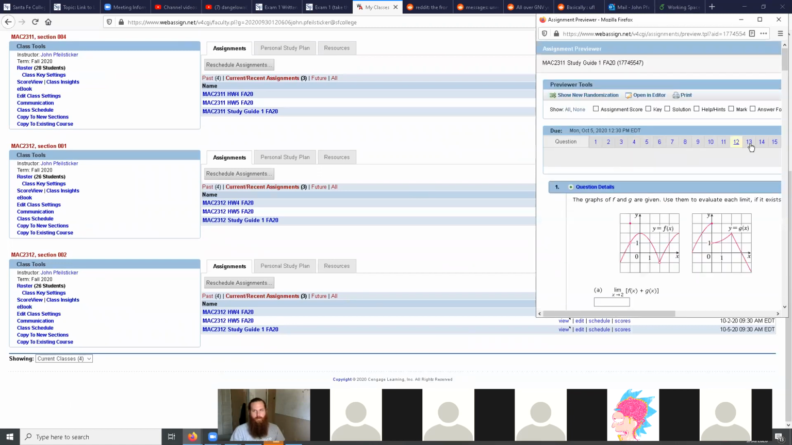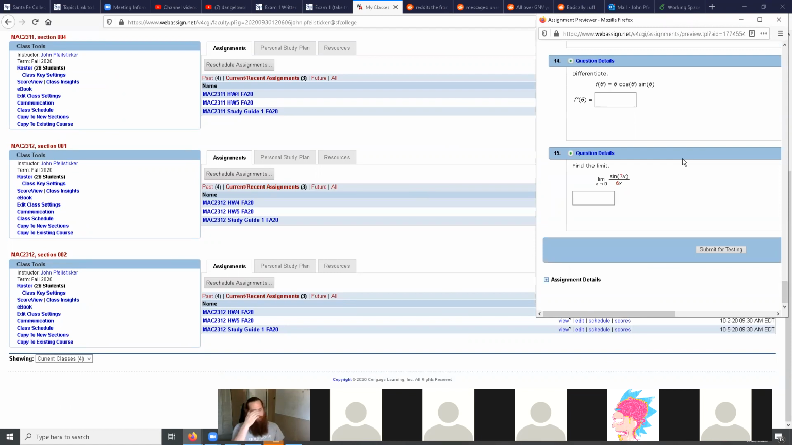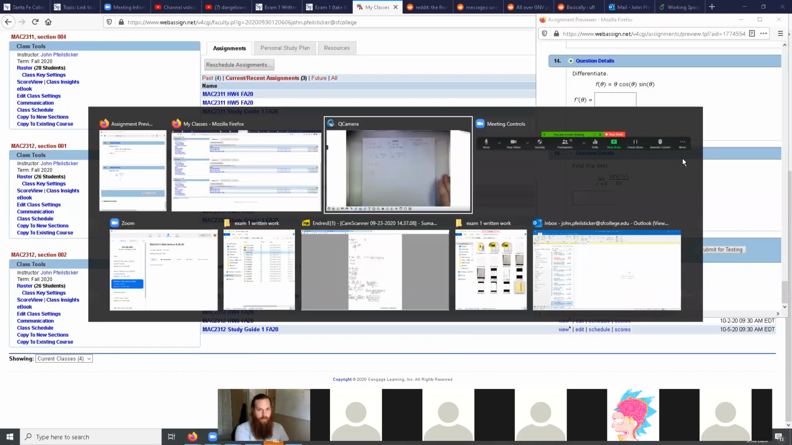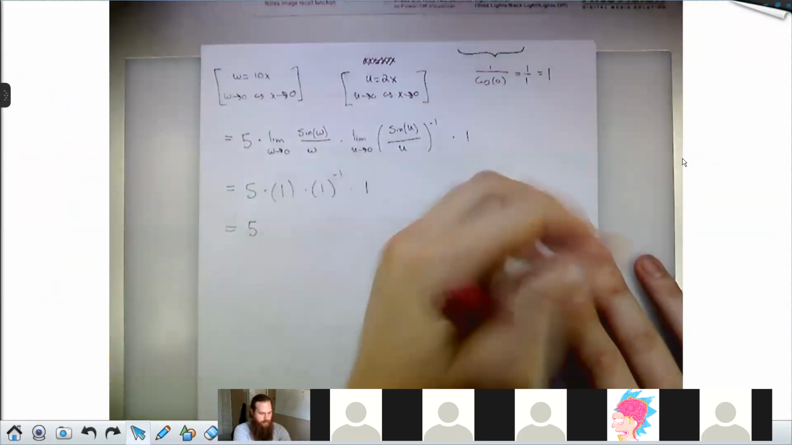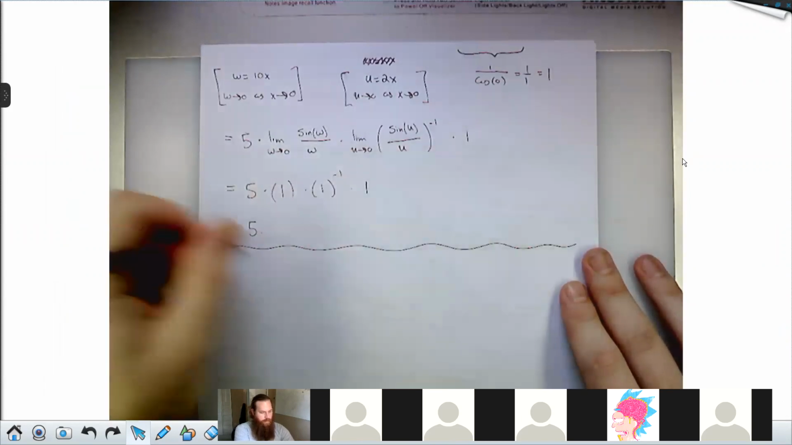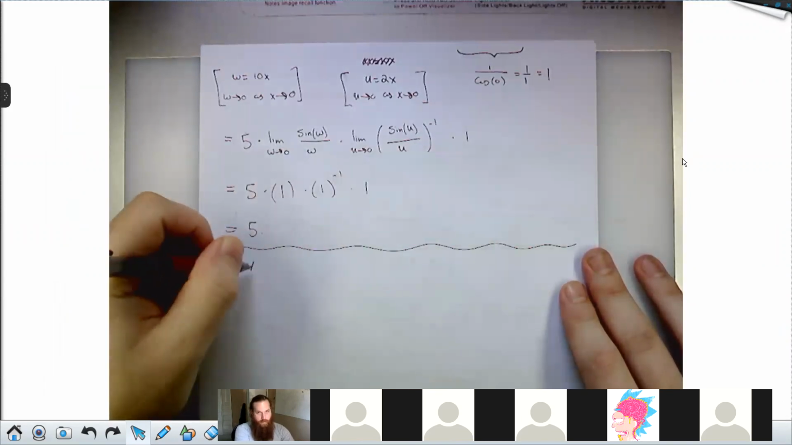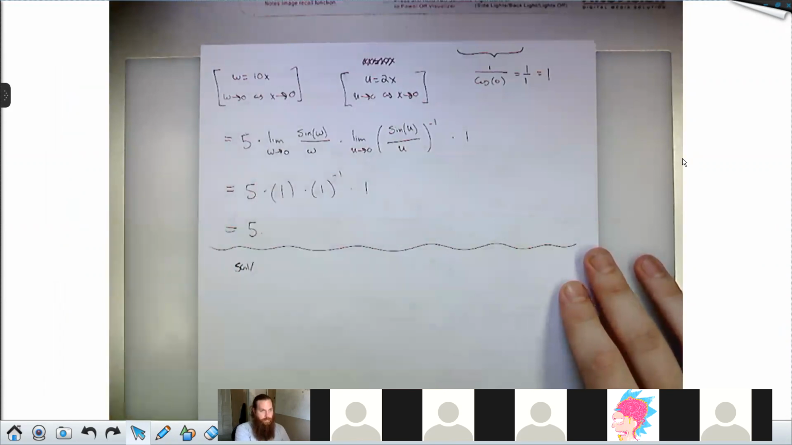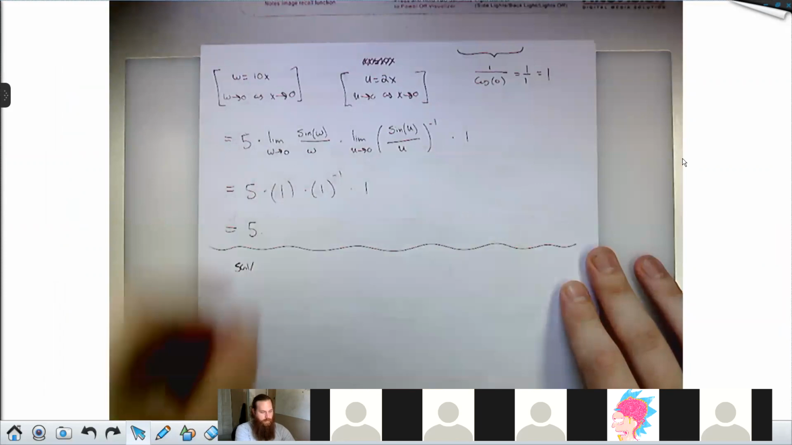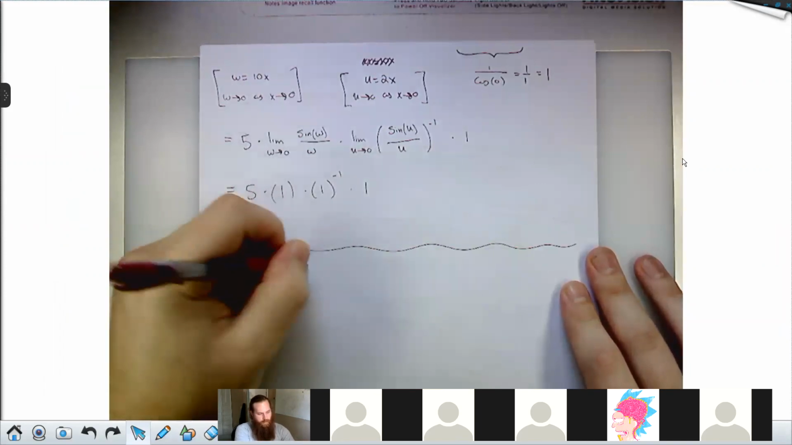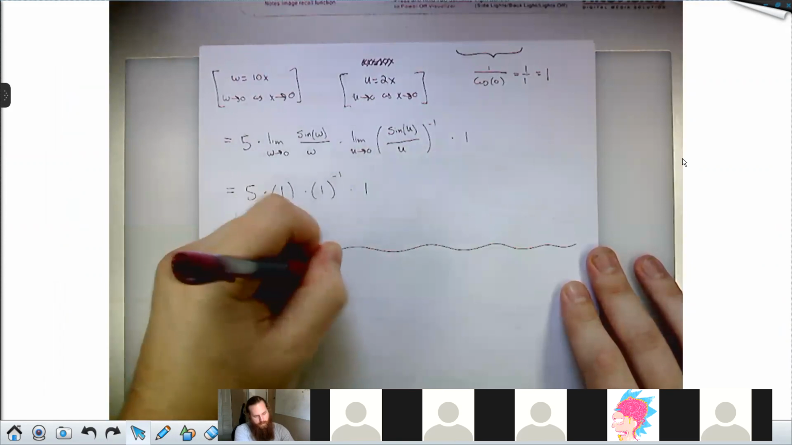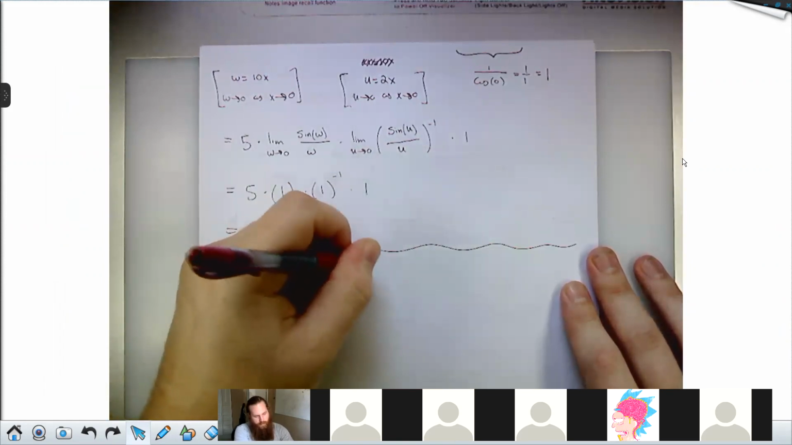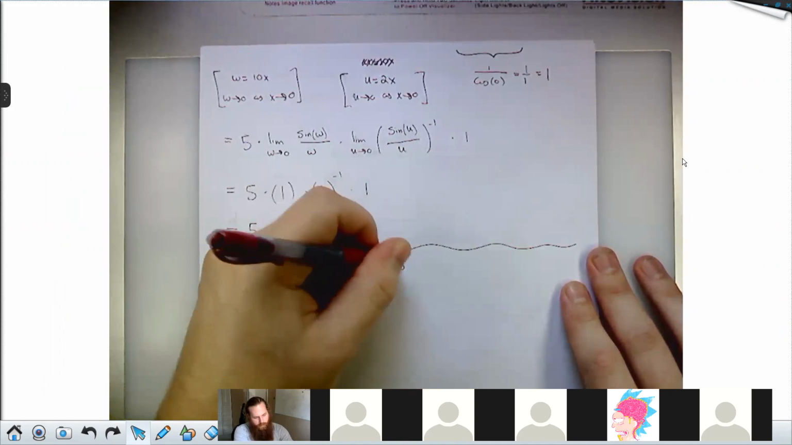This is a good one. Oh, where'd it go? It ran away from me. Yeah, this is a good one. There's some space here we can use. They told us f of theta is theta times sine theta times cos theta.